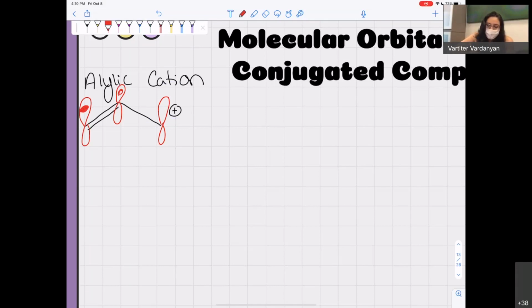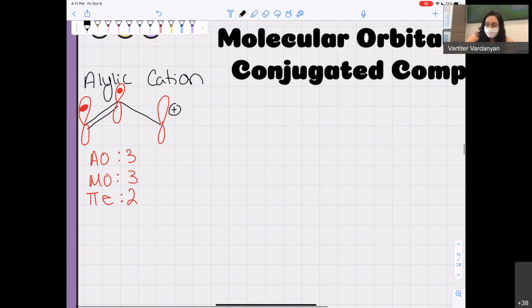And then we know that each carbon of the double bond has 1 electron. All right, so atomic orbitals, molecular orbitals, we have 3, right? So we can see 3 orbitals. And the number of pi electrons is 2, because remember we have that empty cation orbital.